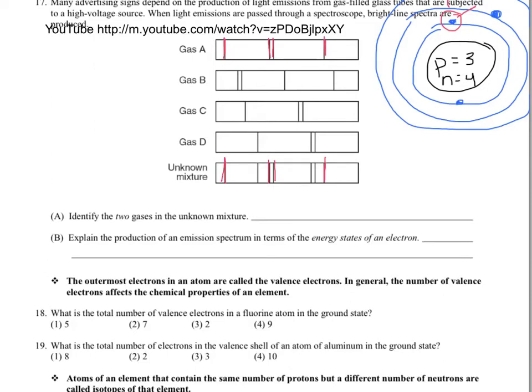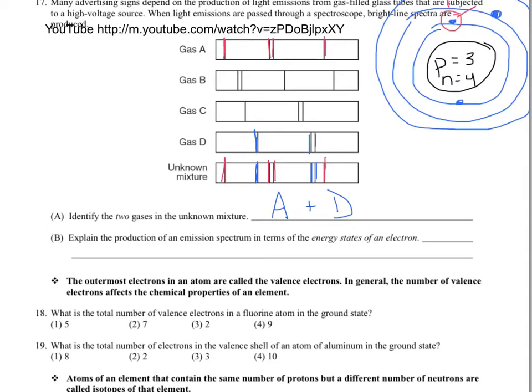Then we have this line. Now when we look through our choices, we see that this line corresponds with gas D, as does this doublet. So we can see that gases A and D are part of our mixture.